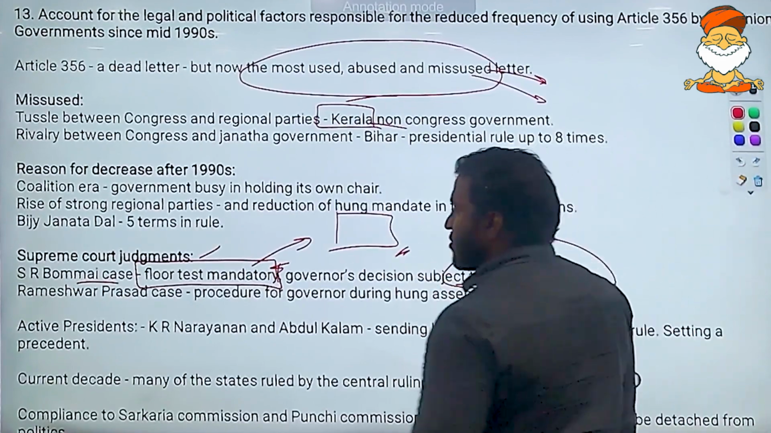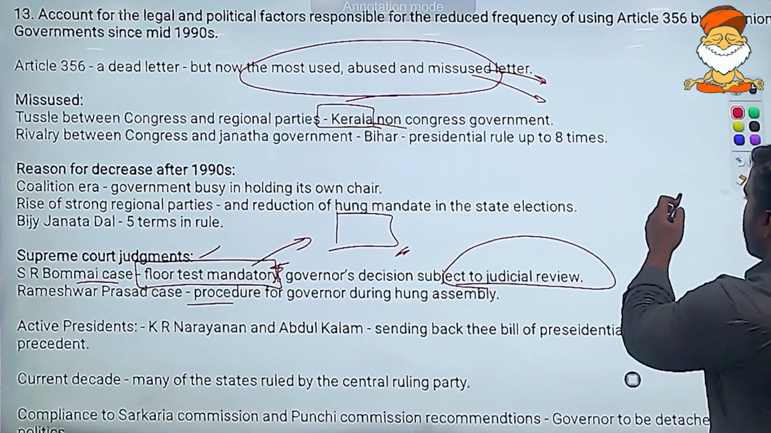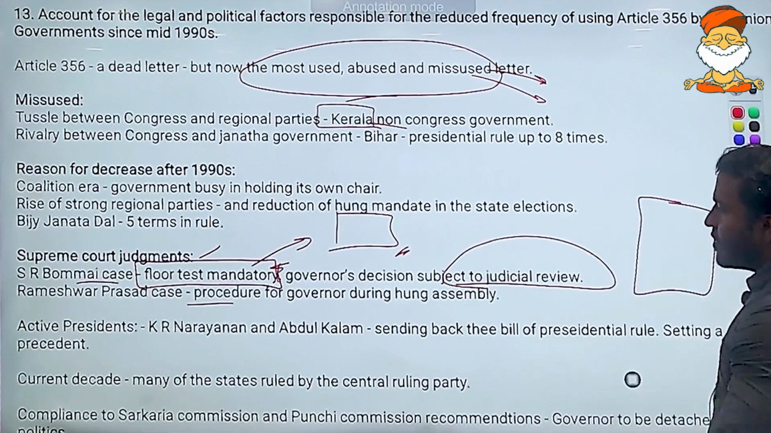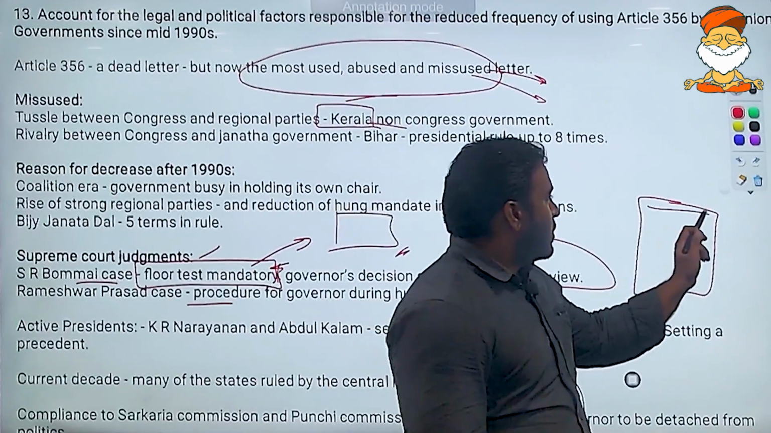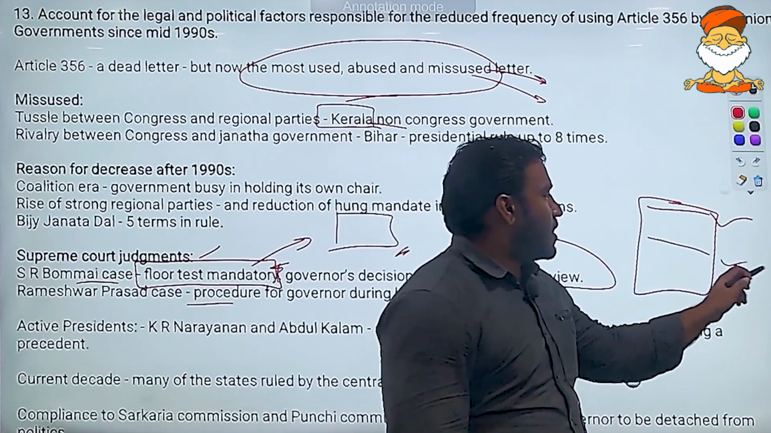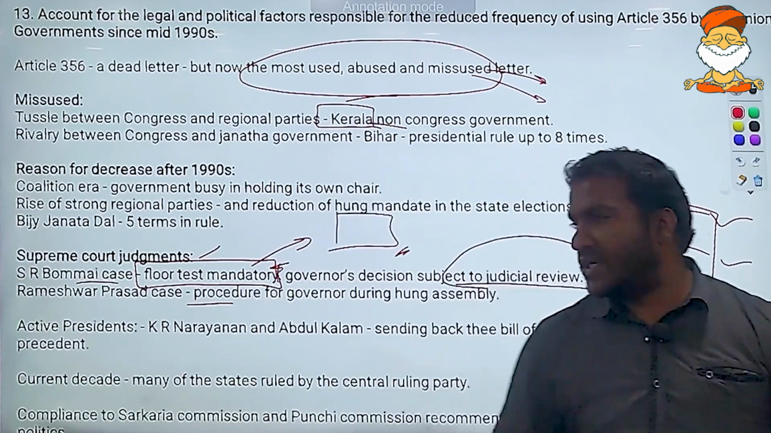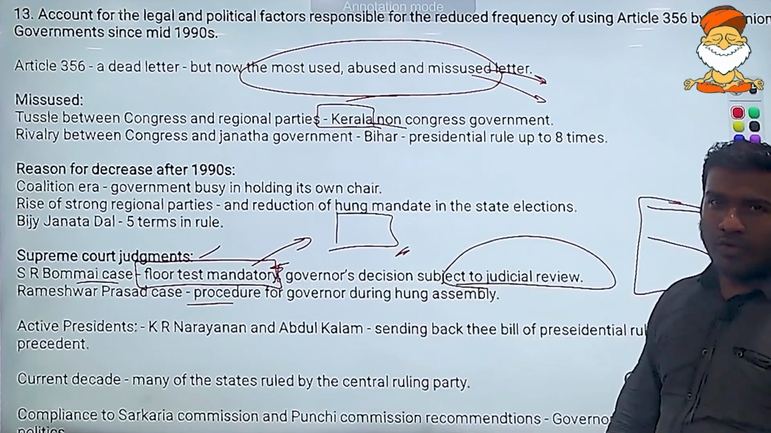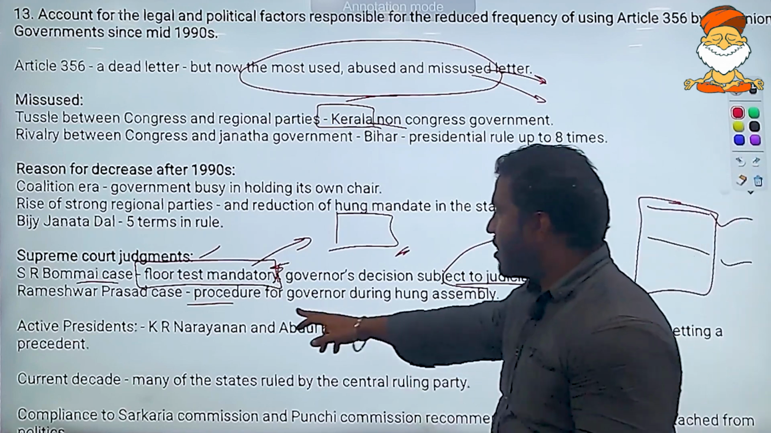Then the Rameshwar Prasad case. If there is a hung assembly, what procedure should the governor follow? He should not follow his own whims and fancies. He should make sure that the first option is given to the pre-poll alliance and then to the post-poll alliance. If nothing of that works, then you can go for imposing presidential rule, or you can keep the assembly in suspended animation. So all those rules have been given.